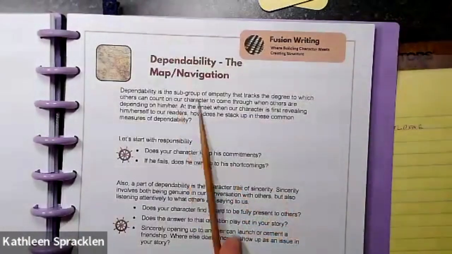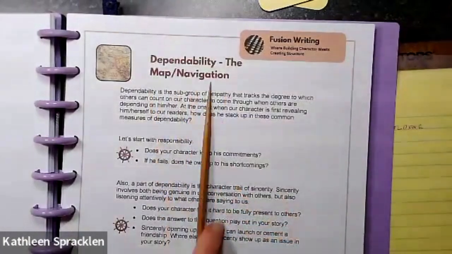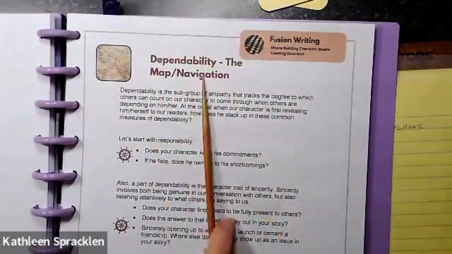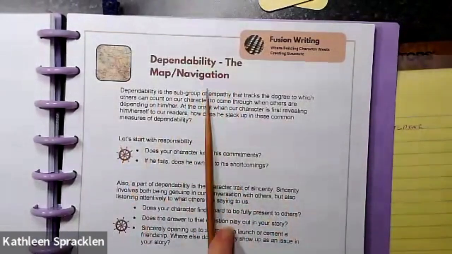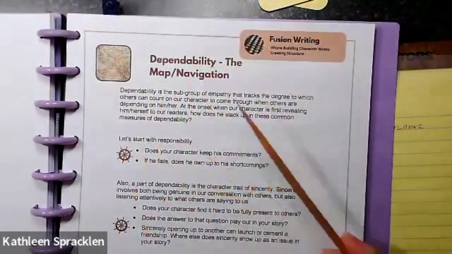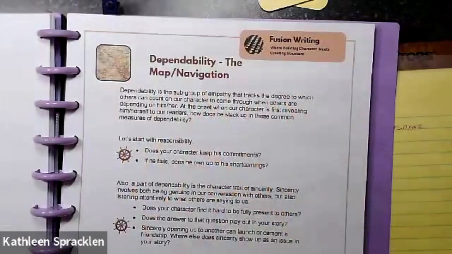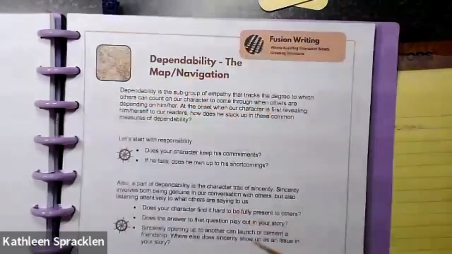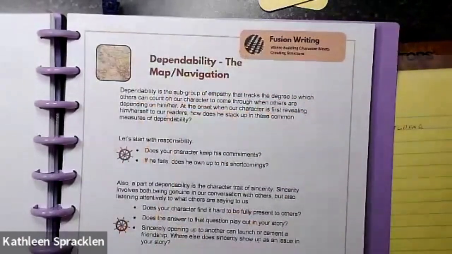Do you remember that this time we talked about dependability was one of the character traits, subgroups that we talked about this month. And we said that dependability was broken down into responsibility and loyalty and trustworthiness and sincerity, all of the things that make your character dependable.